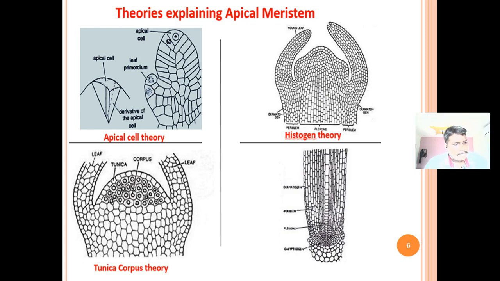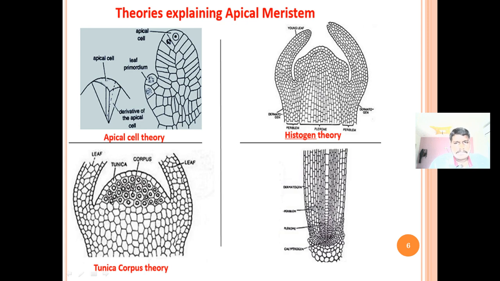Next, the theories explaining the apical meristem. There are several theories which explain the apical meristem. The first theory is the apical cell theory. So in apical cell theory, what will happen? A single cell is responsible for the formation of an entire plant. Let us take an example: algae, Bryophyta and Pteridophyta. The entire plant is developed from a single apical cell. But this theory is not applicable for Phanerogams. This theory was proposed by Nageli.